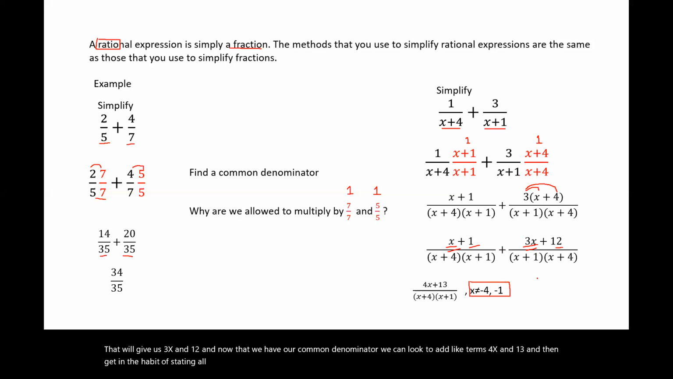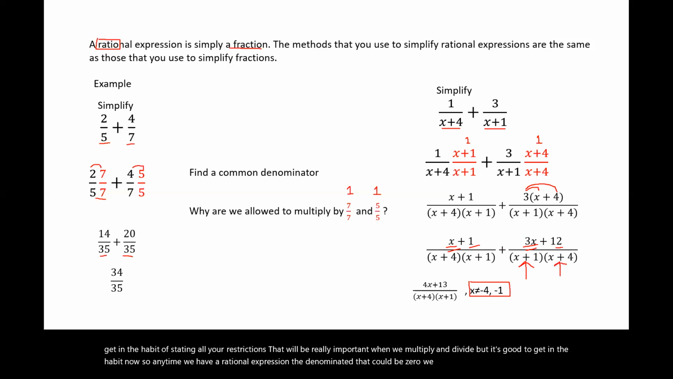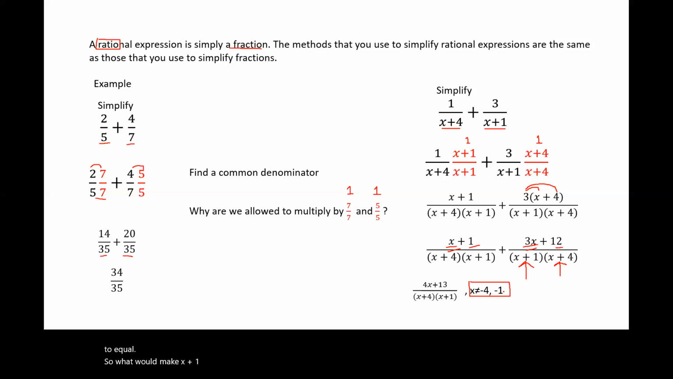And then get in the habit of stating all your restrictions. That will be really important when we multiply and divide. But it's good to get in the habit now. So anytime we have a rational expression in the denominator that could be 0, we have to say what x is not allowed to equal. So what would make x plus 1 equal 0? Negative 1 would. What would make x plus 4 equal 0? Negative 4.